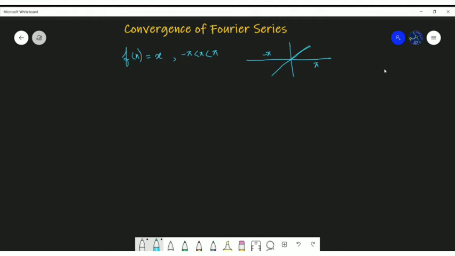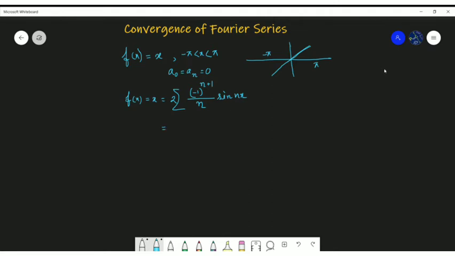So since it is an odd function, there will be no coefficients an and a0. A0 and an will be 0 here. So we have to find only the bn. So the series will be a sine series. If you find this Fourier series, skipping the in-between steps, it will be minus 1 to the power n plus 1, 1 over n, sine nx. Okay, so this is the series.